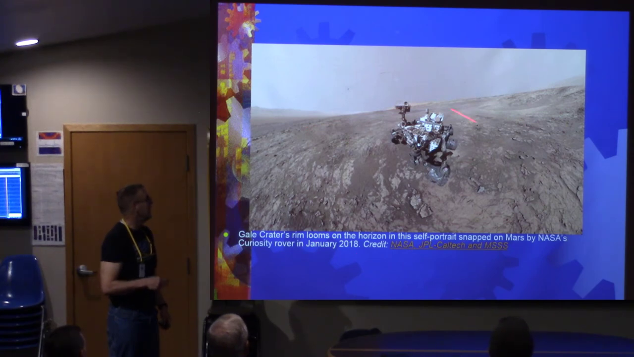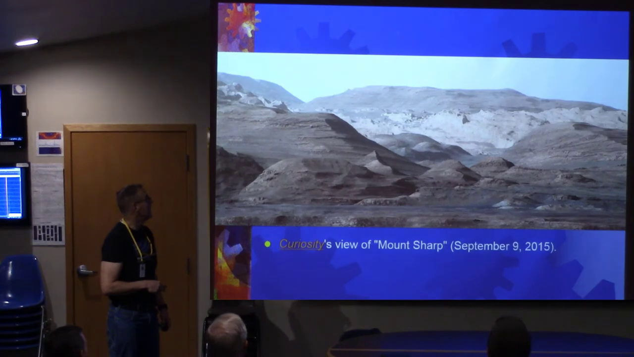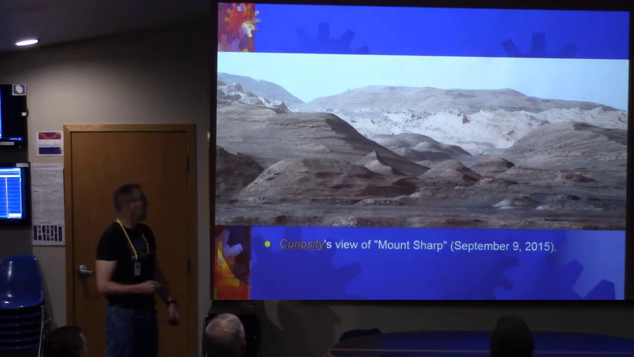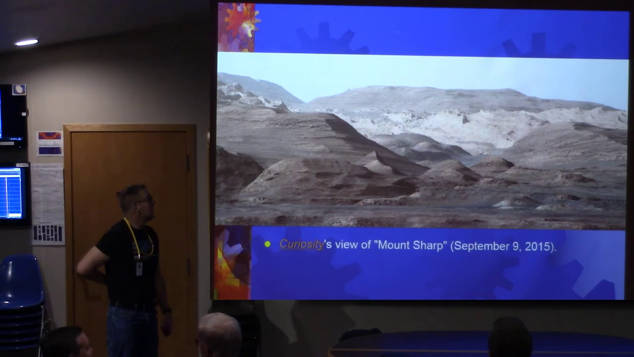There's another self-portrait in Gale Crater. Again, it's a panorama where they've edited out the boom arm, the arm that holds it up. Yeah, and that's just incredible. Mount Sharp here, you can see the strata layers. It looks like the Middle East. It really does.